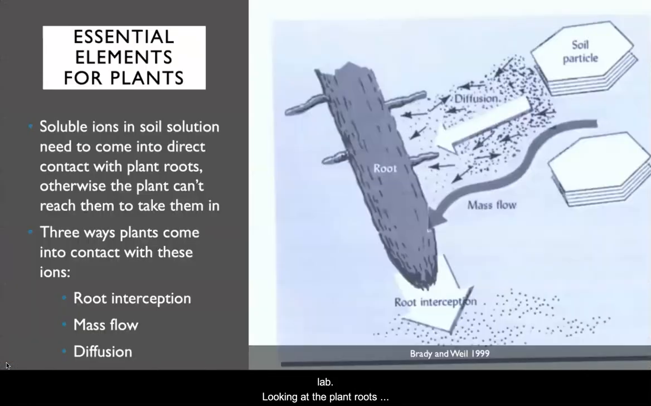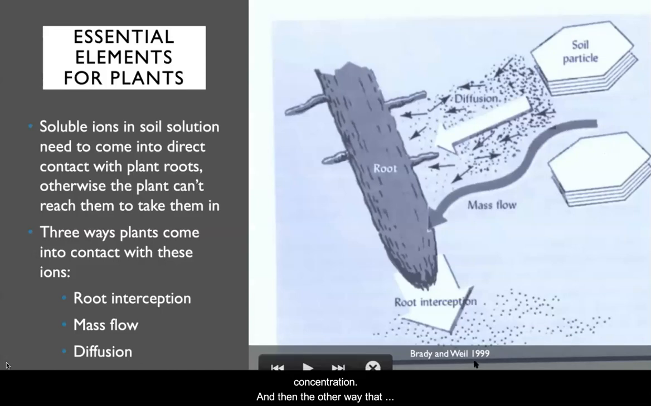Looking at the plant roots here, the soils have ions in them with nutrients, and as the water moves across the root interface, it can carry nutrients to the root. One way is through mass flow. As the water moves across the root, it carries nutrients to the root. The other way is where there's already some water in the soil. It's not really moving with gravity or anything like that. And the soil ions are diffusing towards the root, where there's an area of low concentration.